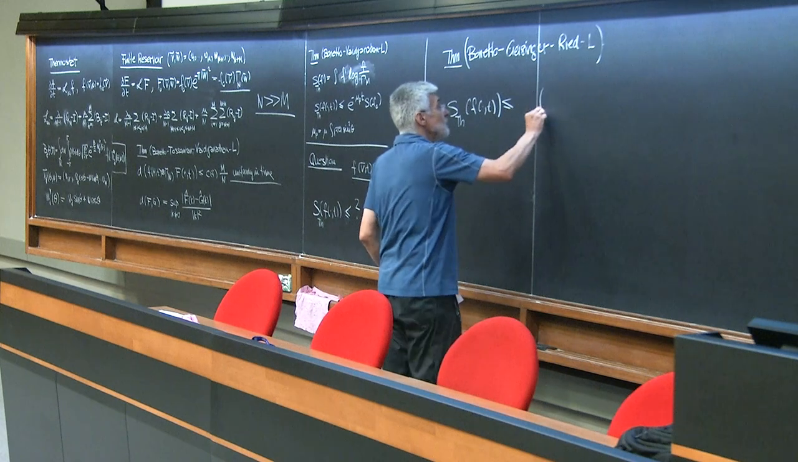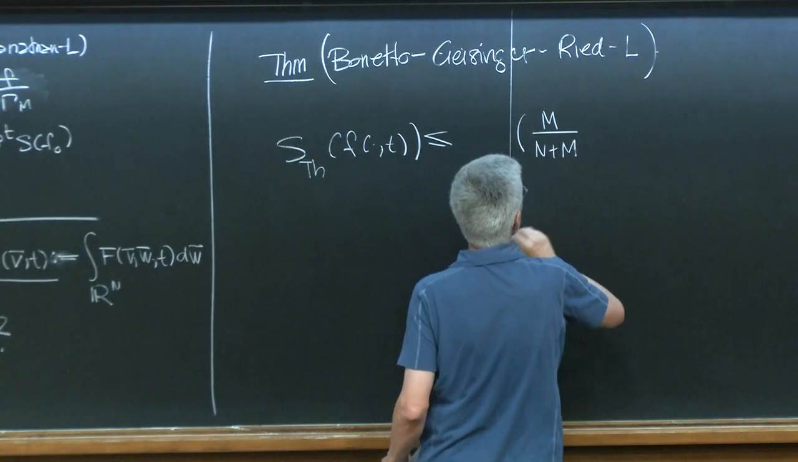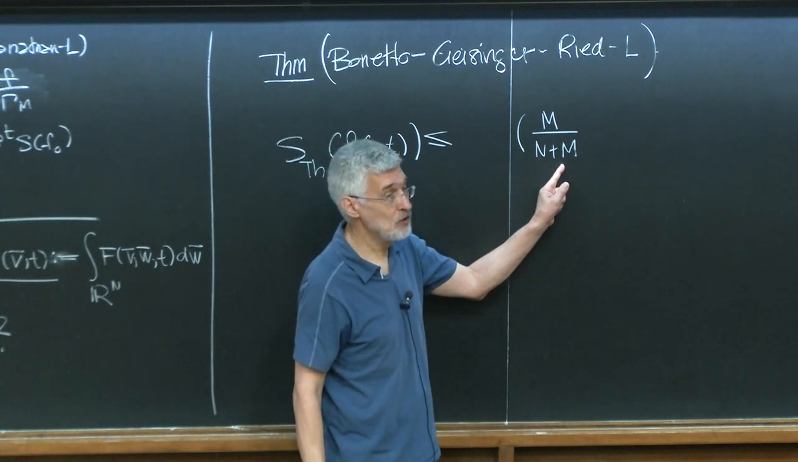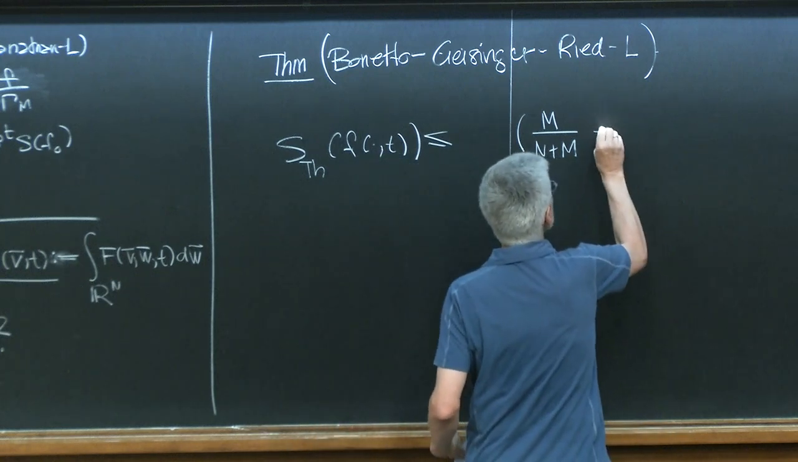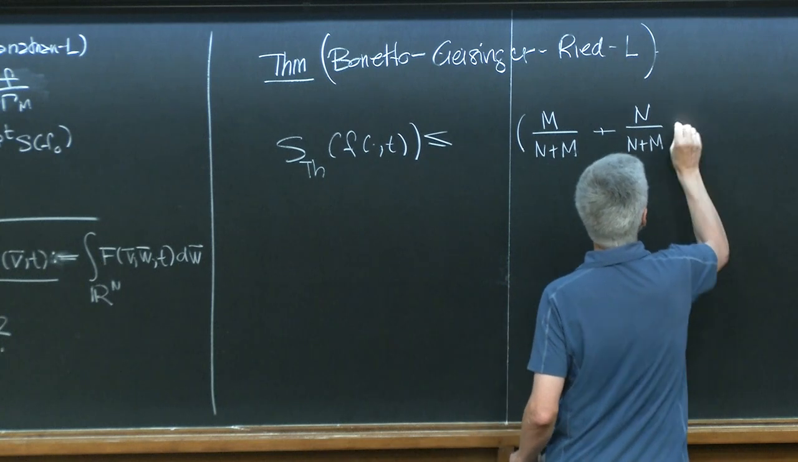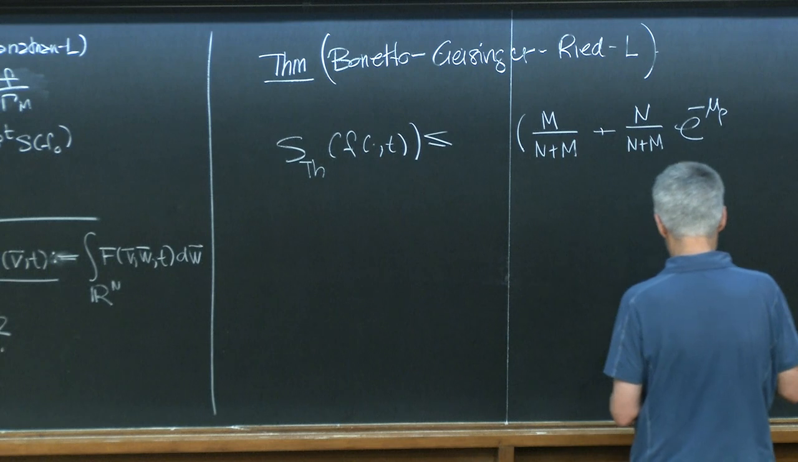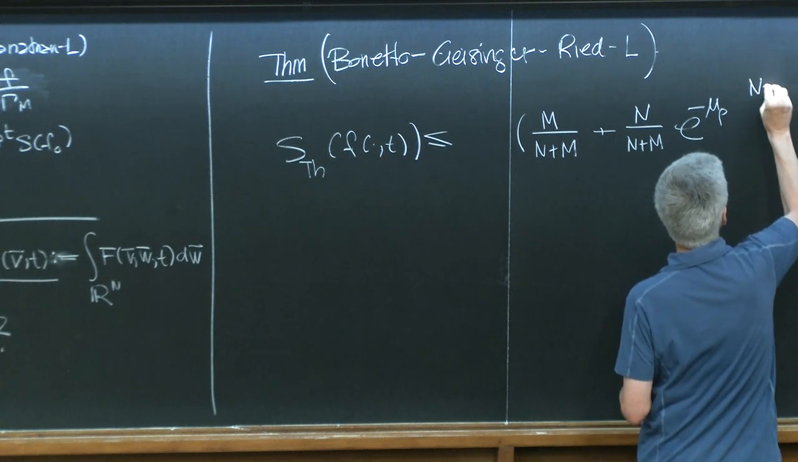This is less or equal to m divided by n plus m. Well, that's already good news, right? Because when n is very, very large compared to m, this is tiny. What's left? Plus n divided by n plus m. Well, that's really bad news, but what you have is e to the minus mu rho times... I have just to get the exponent right.